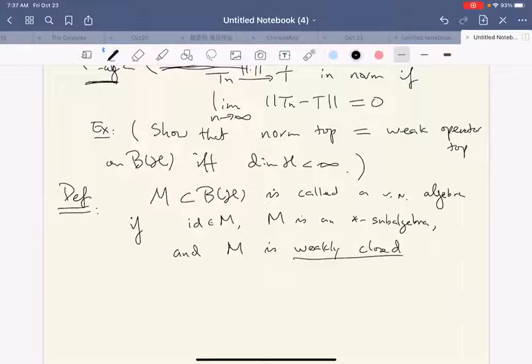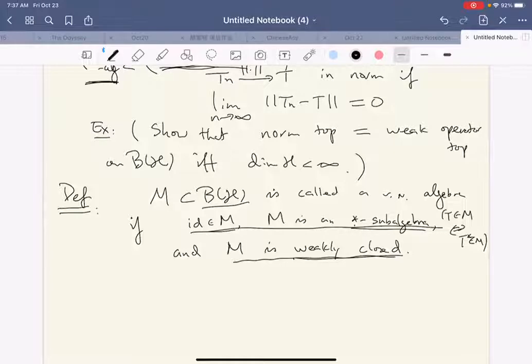Let's see what these conditions are. We require the identity element in M. That's not terribly important, but it's convenient. And M is a star subalgebra. So M is a subset of B of H. B of H is a star algebra, right? It's an algebra with a star structure. What I mean by star subalgebra is that if T is in M, then T star is also in M. In other words, M is star closed. And then the last condition. These are algebraic conditions, and the last condition is a topological condition.